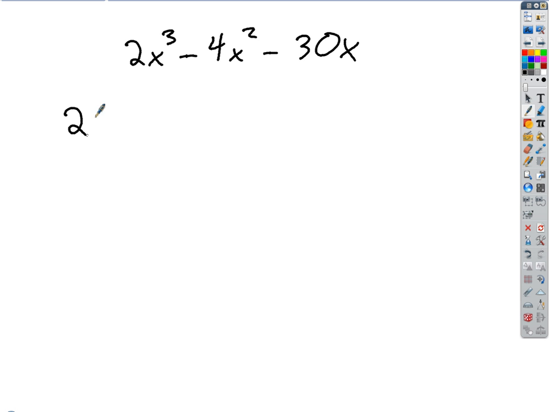2. And you already told me I can take an x out. Now, what am I left with if I do that? So from the first term, what's left over? 2x times what is 2x cubed? 1x squared. That makes sense? X squared? Okay.